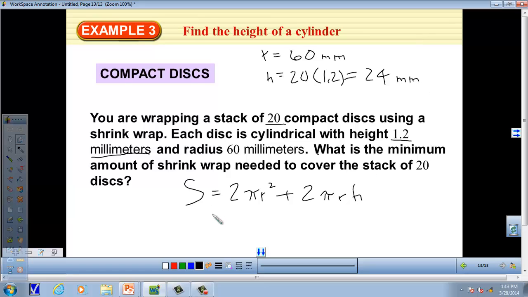And we're going to plug those two things into our formula. We get 2 pi times 60 squared plus 2 times pi times 60 times 24. And I'm going to go ahead and keep this in terms of pi until we get to the very end. So that gives us 60 squared is 3600 times 2 gives me 7200 pi.